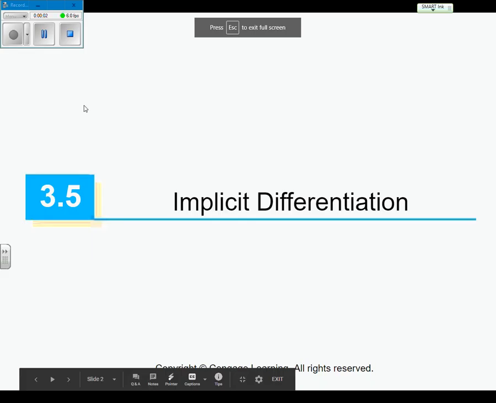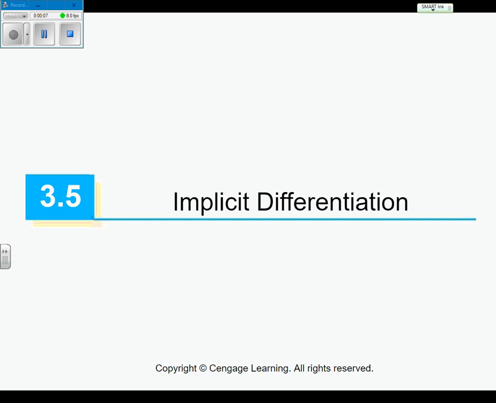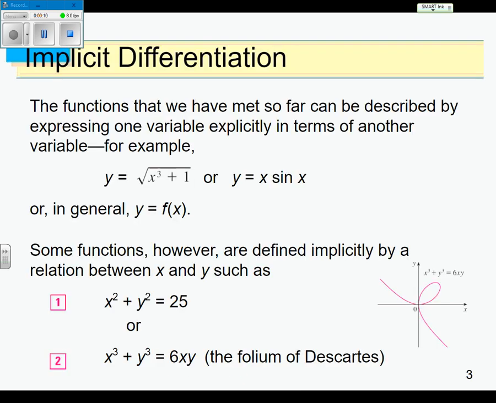Boy, are you guys in for a treat today. We get to cover section 3.5, implicit differentiation. It's going to differ from what we've been doing.